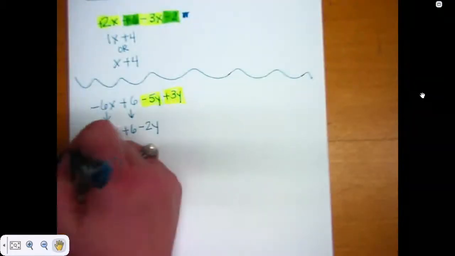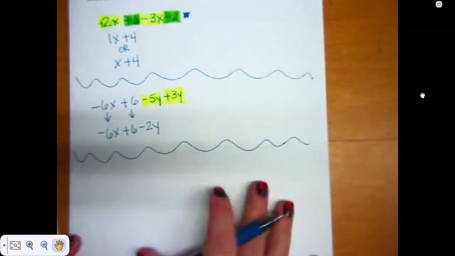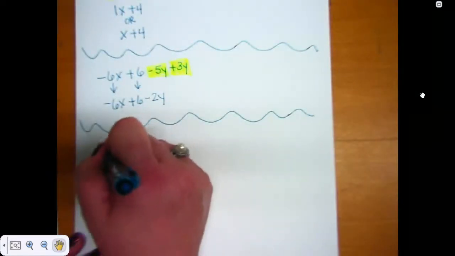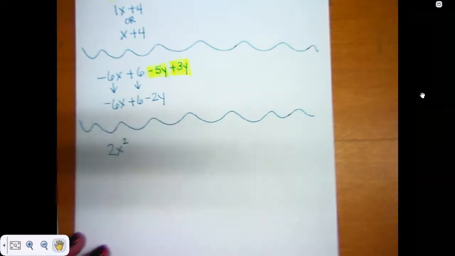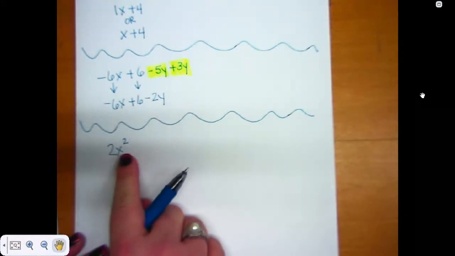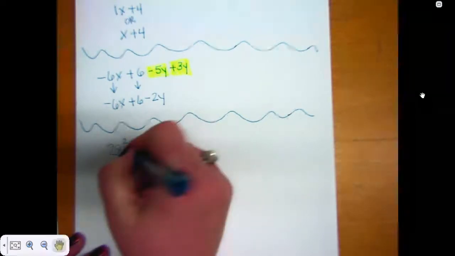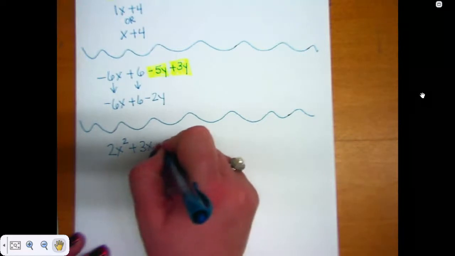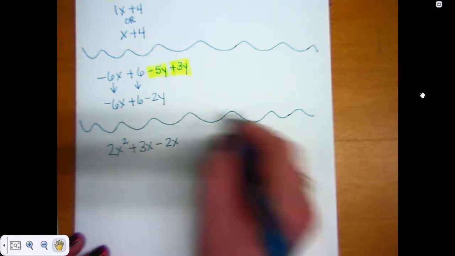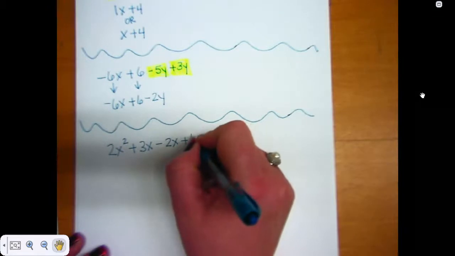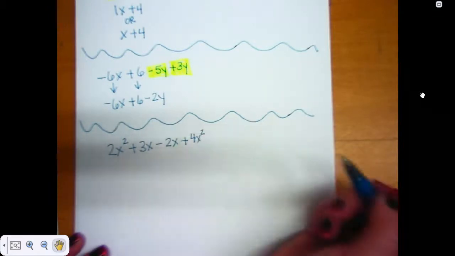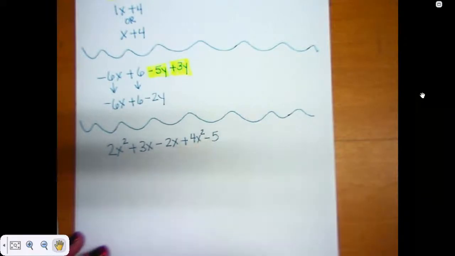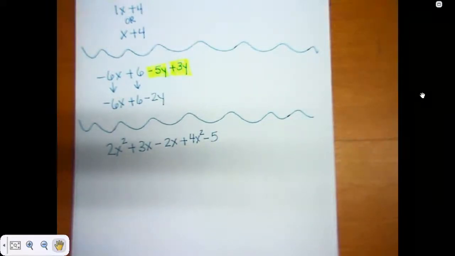Let's do another one. Let's do 2x squared. X squared means x times x. Plus 3x minus 2x plus 4x squared minus 5. We can make expressions as long as we want to make them, but we can simplify them by combining like terms.